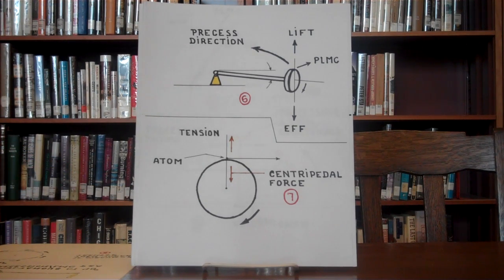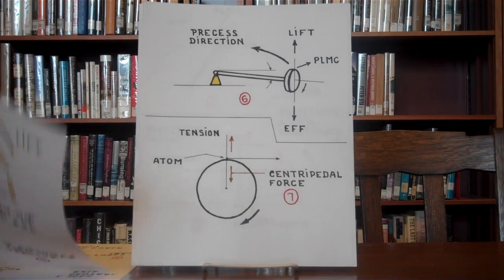And it has a centripetal force direction pulling it to the center of the disk, and along the same line a tension force pulling it from the disk. And if the atom detaches, it will fly off at a 90-degree angle to the radius line. Now, we will go to number 8.